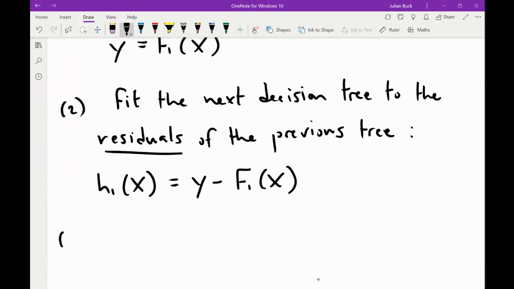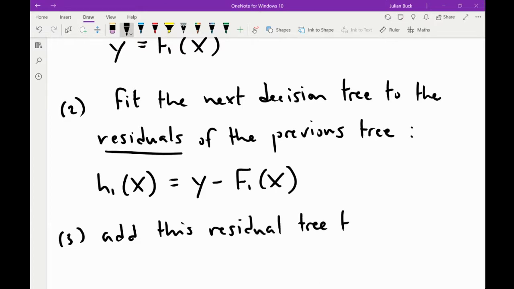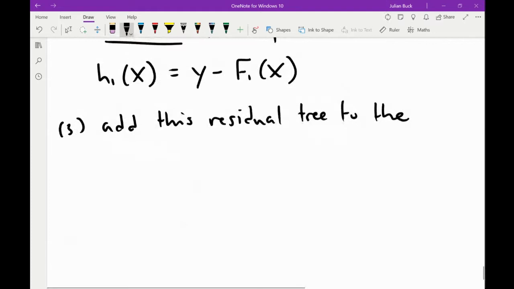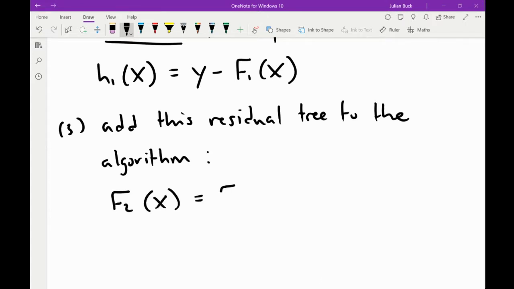Okay. So now add this residual tree to the algorithm. So now we're building a model by combining the initial tree that we grew with the residual tree on it. Essentially what we're trying to do is fix its errors, right? And we'll call this model F2. So F2 of x is F1 of x, our initial model, plus our residual fixing model, H1 of x.